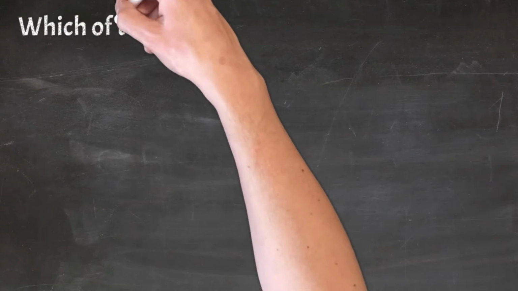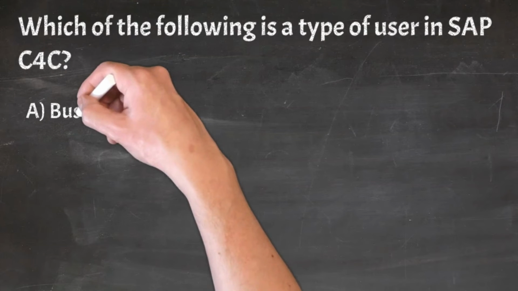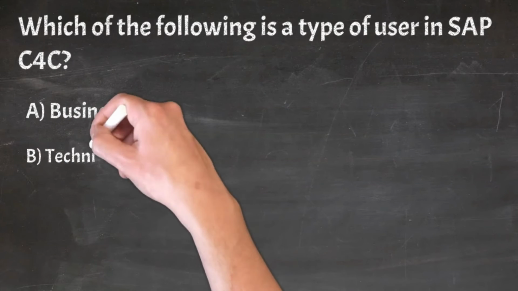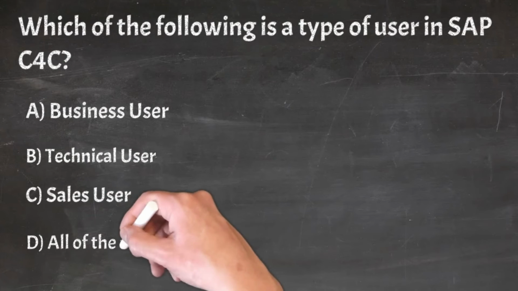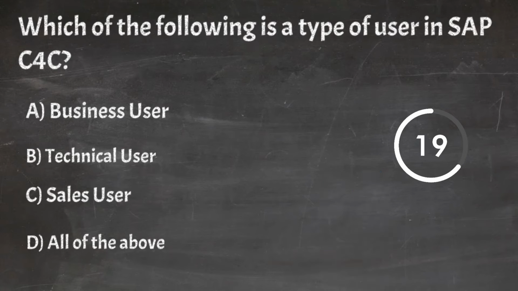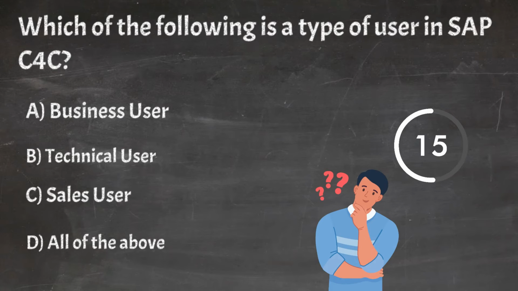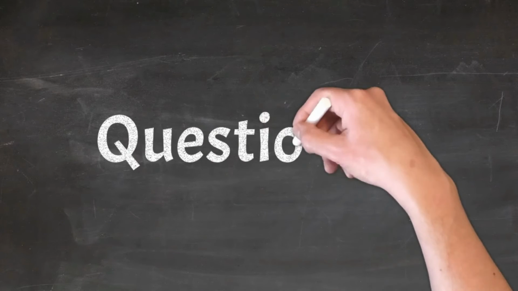Question 20. Which of the following is a type of user in SAP C4C? A. Business user. B. Technical user. C. Sales user. D. All of the above. Correct answer D.